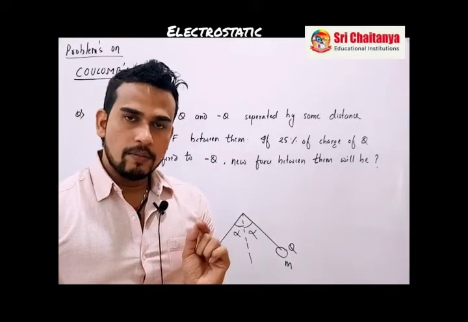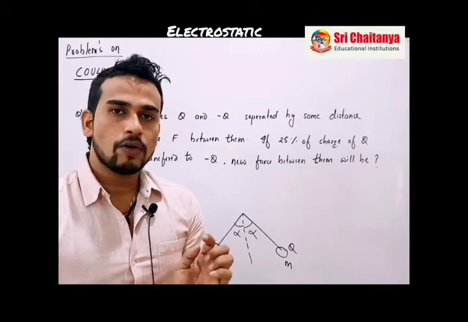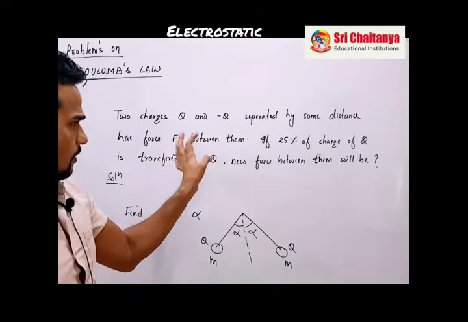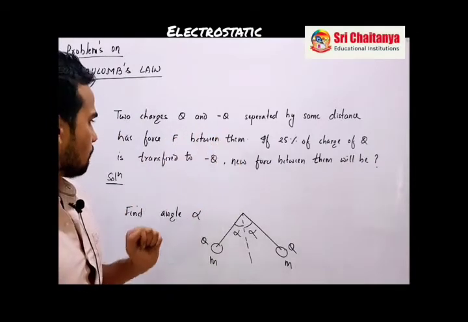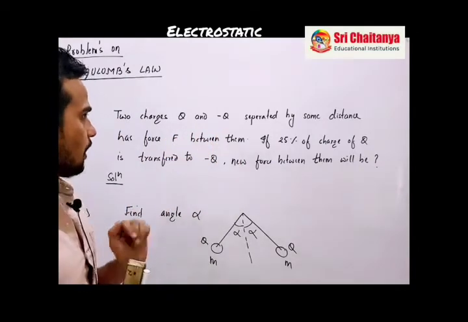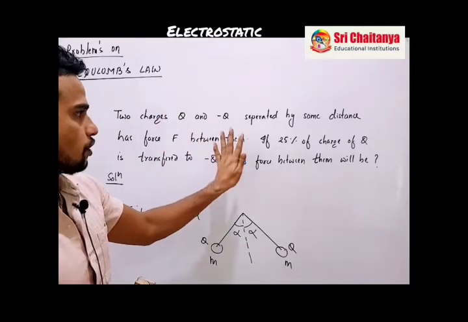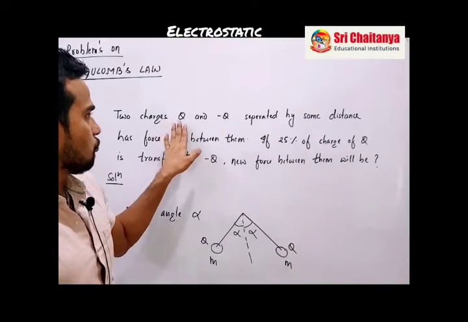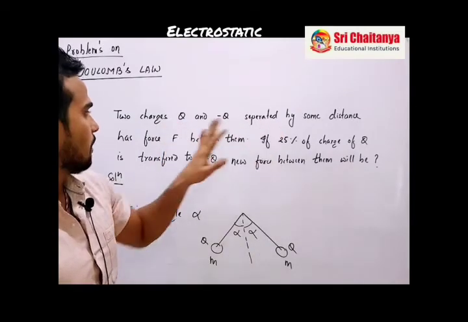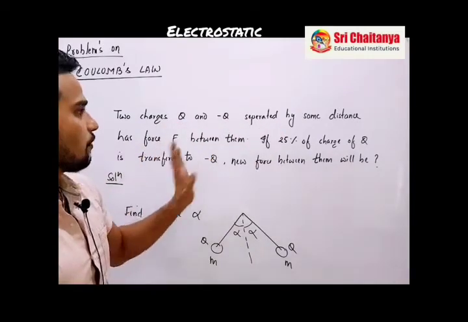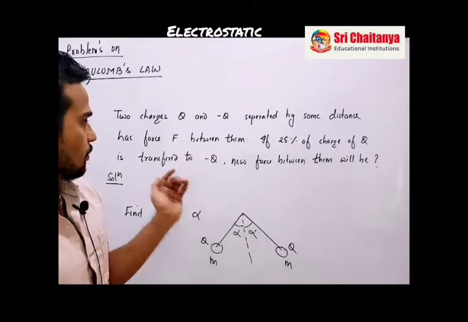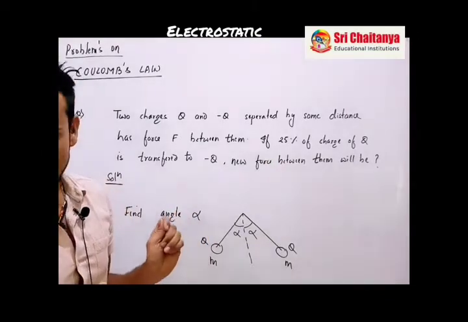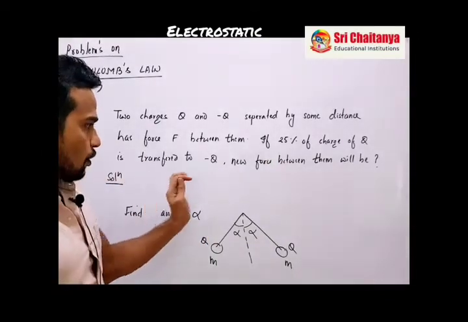Now we will see some numericals based on Coulomb's law. So as you can see, this is a previous year NEET question, and last year only this question was asked. So just see how to do this question using Coulomb's law. In this what they are saying, two charges Q and minus Q are separated by some distance, has force F between them. If 25% of charge of Q is transferred to minus Q, find the new value of force between them. So how to solve using Coulomb's law?